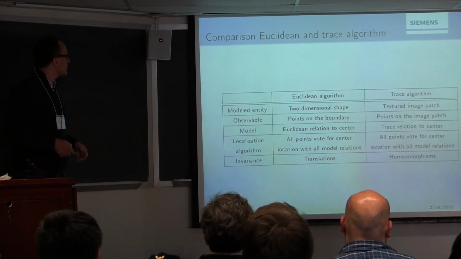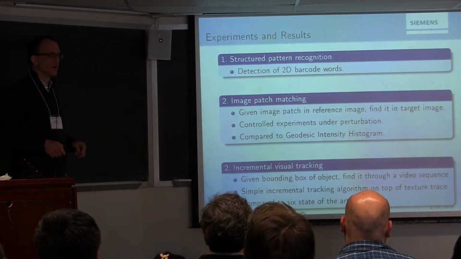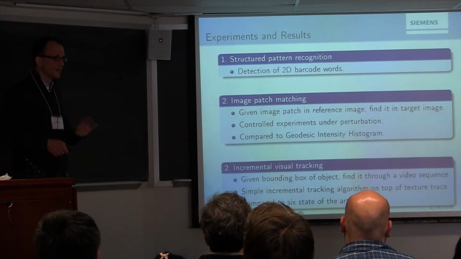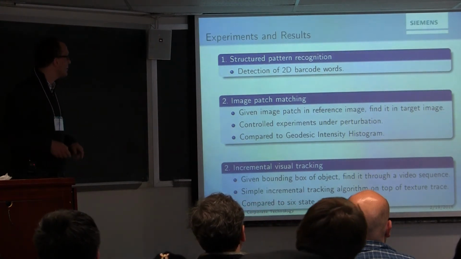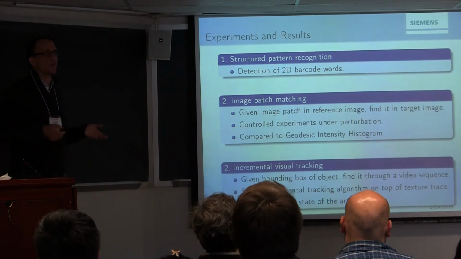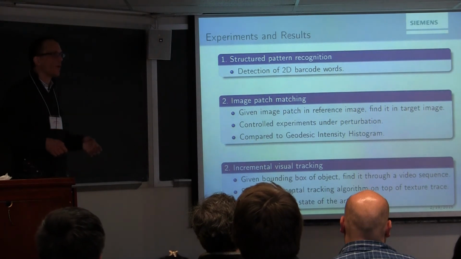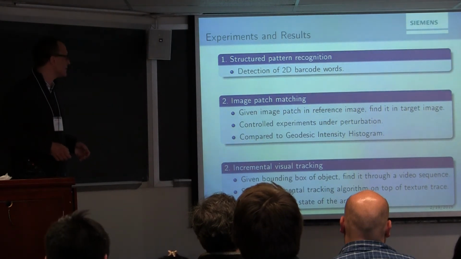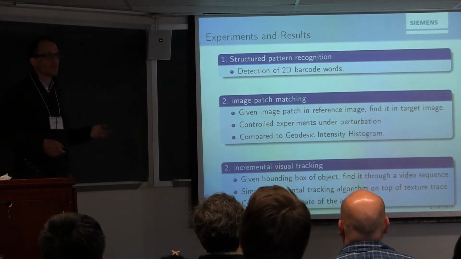So I won't go too much into detail here, perhaps let's skip a little bit. I'll show two applications very briefly that are computationally exactly similar, but the higher level methods differ a little bit. The first one is matching image patches. That's a very low level operation. It's more to illustrate what's going on in terms of invariances and capabilities of the model. And the latter one is a more practical application, that of incremental visual tracking.